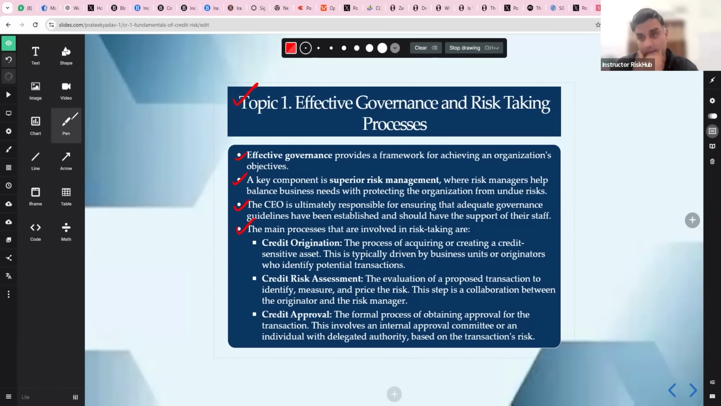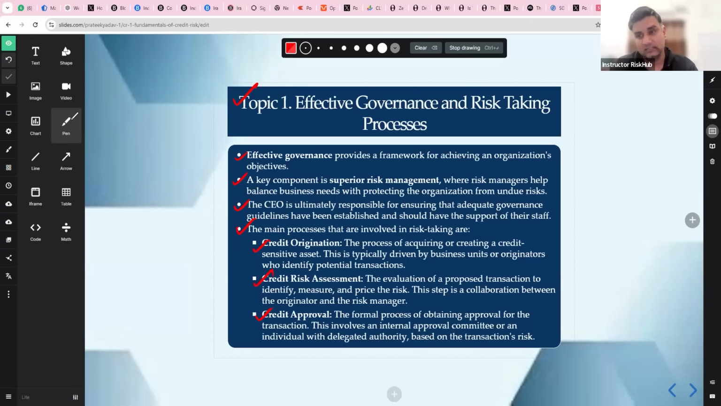And then we need to understand the main processes that are involved in risk taking. There is a main risk-taking process, with three stages in credit: one is credit origination, one is credit risk, and one is credit approval. Credit origination is the business side: the relationship manager finds the client, structures the deal, and proposes the lending. For example, a corporate banker proposes a 500 crore loan.